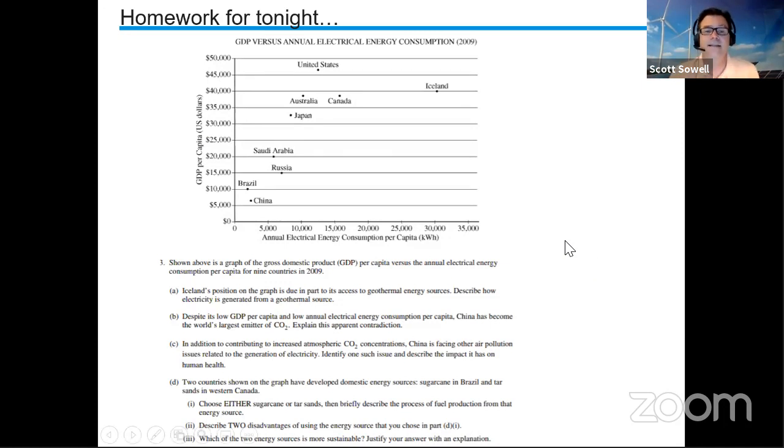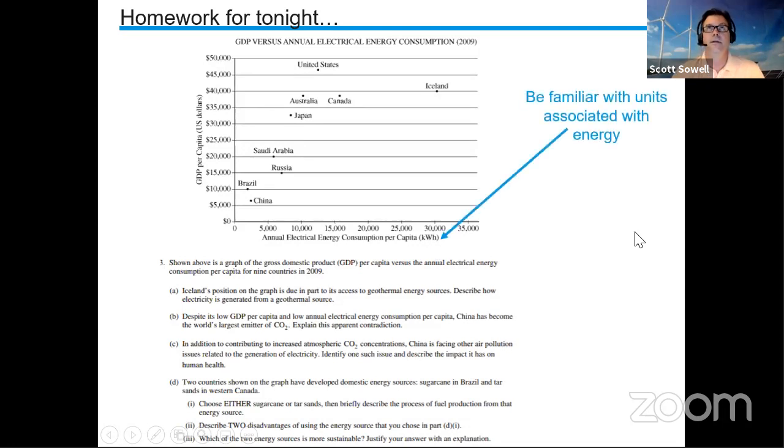I like to start with the axes. On the y-axis here, it says GDP per capita, US dollars. So we're looking at the gross domestic product per capita, per person, right? We're talking about income here, how much money the average individual person is making, kind of. And then if we look at the x-axis, annual electrical energy consumption per capita, kilowatt hours, kWh.